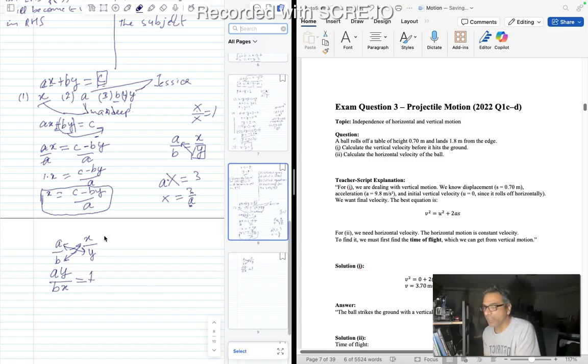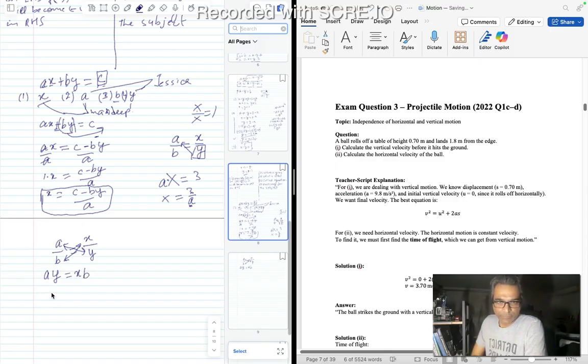I will explain it like this. As I said, if it is in the denominator on the right hand side, it becomes a numerator on the other side. So it will be a times y equals x times b. Now, how do we achieve this as per a simple rule?